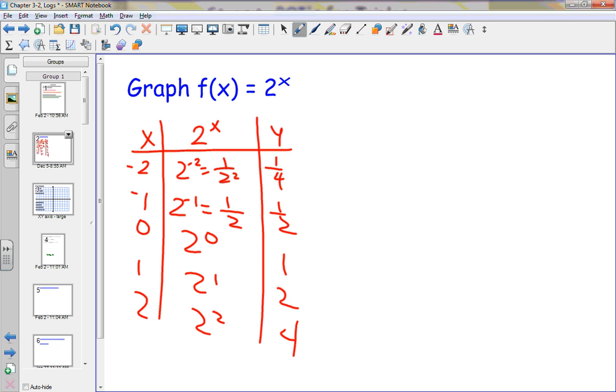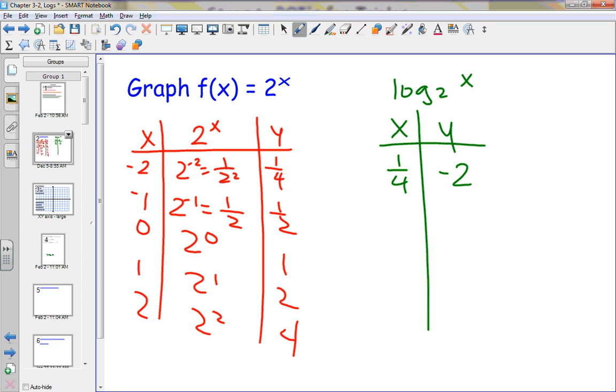Now, I just told you that exponentials and logarithms are inverses of one another. Now, you don't know this yet, but I'm going to tell you: log base 2 of x. This is what we're going to graph. I just told you that if they're inverses, what do we know about their x and y values? They swap, right? So instead of having -2, 1/4, we're going to have 1/4, -2.